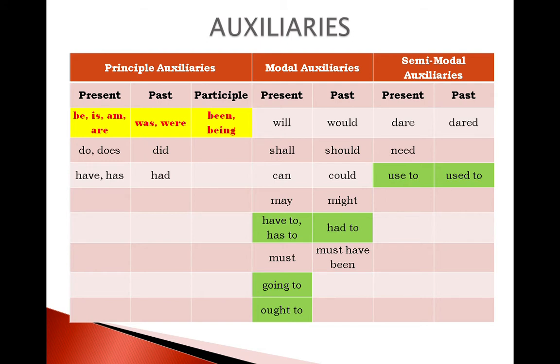Please note the spelling of modal. It's M-O-D-A-L, not M-O-D-E-L. You can see I've highlighted some of the auxiliaries using different colors, and it's been done on purpose. I'll explain that point later.